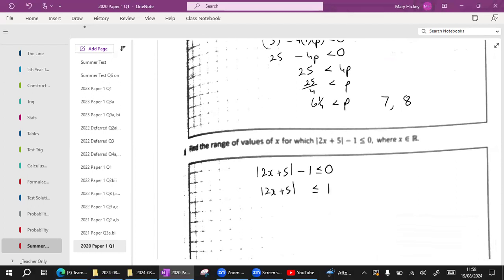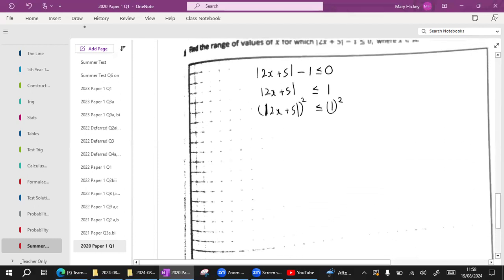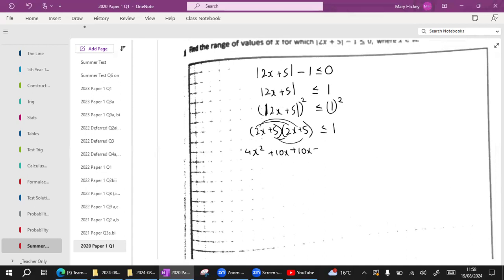The method that we normally use is we square both sides, and we do that because then we do away with any issues around whether it's positive or negative. Because when we have absolute value, we don't know if that x is originally positive or negative. To do that, I need to write it out twice. So I have 2x plus 5, 2x plus 5, and my 1 squared is 1. Now I'm just going to multiply this out. So 4x squared plus 10x plus 10x plus 25, and I'll bring the 1 over, minus 1. Okay, so that's 4x squared plus 20x plus 24.